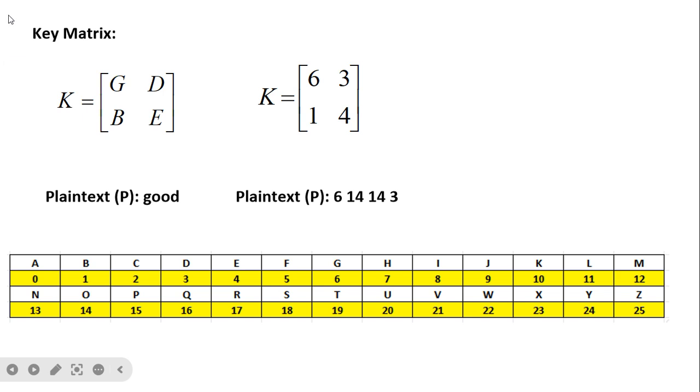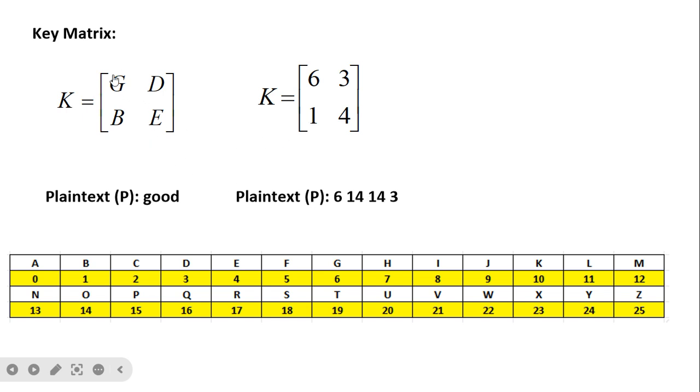Now our key matrix is K, which is G, D, B, E. Now we will convert to the letter numbers. Here G is nothing but 6, D is nothing but 3, B is nothing but 1, and E is nothing but 4. So 6 3 1 4 is there. Then our plain text is only 4 characters, GOOD. We convert: G is 6, O is 14, again 14, and D is 3. So this is the numerical representation of the plain text as well as the key.